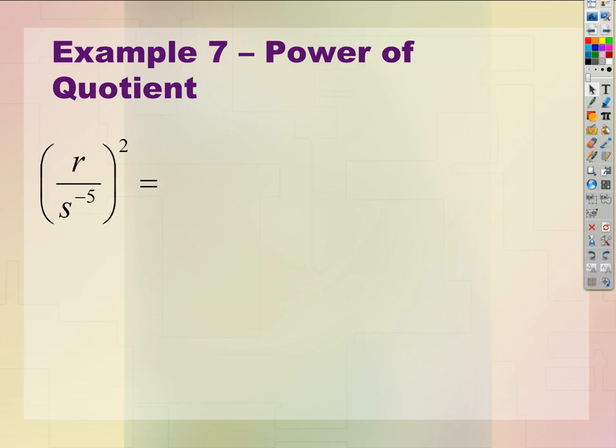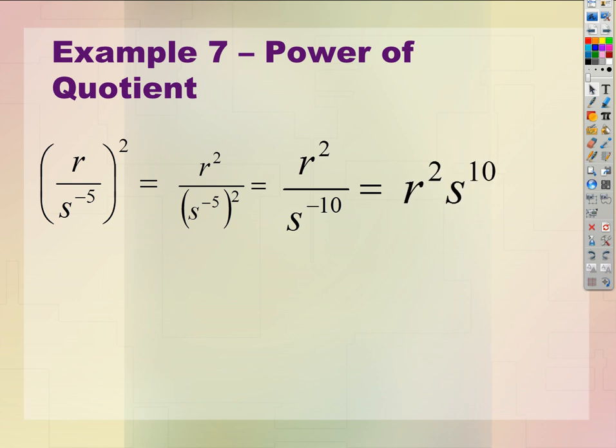Okay, what about this one? There's a lot going on here. What are we going to do first? Multiply everything by 2. Okay, good. I'm going to distribute the 2 because I've got a quotient to a power, so I distribute that 2 to both parts. So I'm going to get r squared. Then on the bottom, I'm going to get s to the -5 squared. What do I have to do on the bottom? Multiply 5 by 2. Power to a power, I multiply exponents. So I get r squared over s to the -10, but a negative power on the bottom, what's that mean? Goes to top. Positive on the top. That's it.